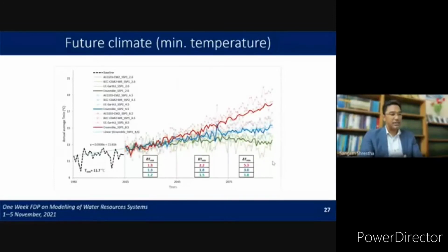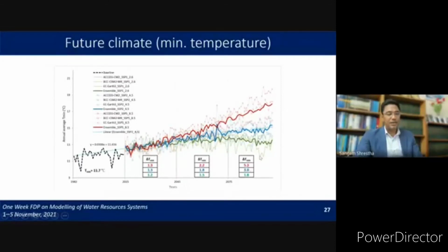This is the result of the minimum temperature. The x-axis is the timeline, and the y-axis is the annual average minimum temperature. Again, the dotted line shows the baseline temperature, or the historical observed temperature until 2015. And after that, you can see these lines related to the projected temperature in the future. And again here, the minimum temperature under all shared socioeconomic pathway scenarios is also increasing.